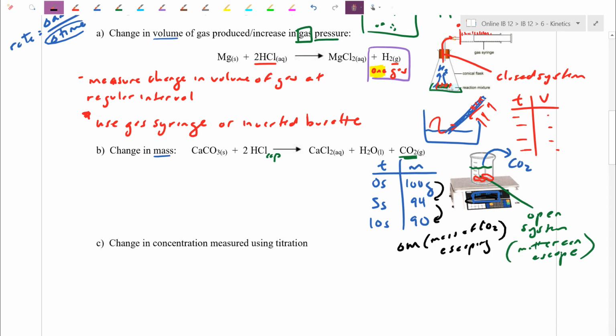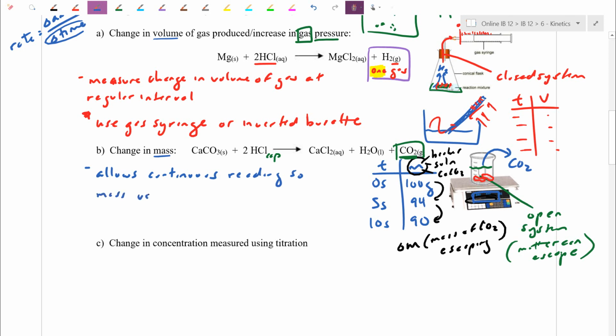This mass here is the mass of the total system. It's the beaker plus the solution plus the calcium carbonate plus everything there. Any change in mass, however, is attributed to one chemical, and again, it has that nice feature of one, and therefore we can do some stoichiometry and re-express in terms of other chemicals. So in this case, this is probably the easiest setup, which allows for continuous readings. As the mass steadily decreases, mass versus time can be plotted.